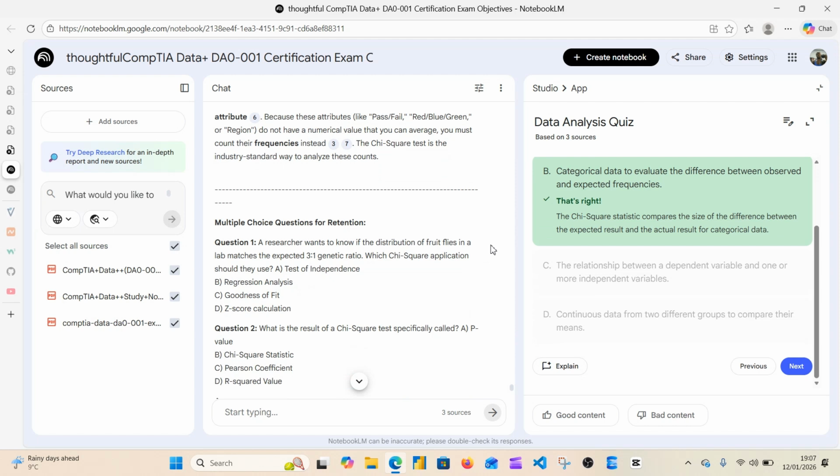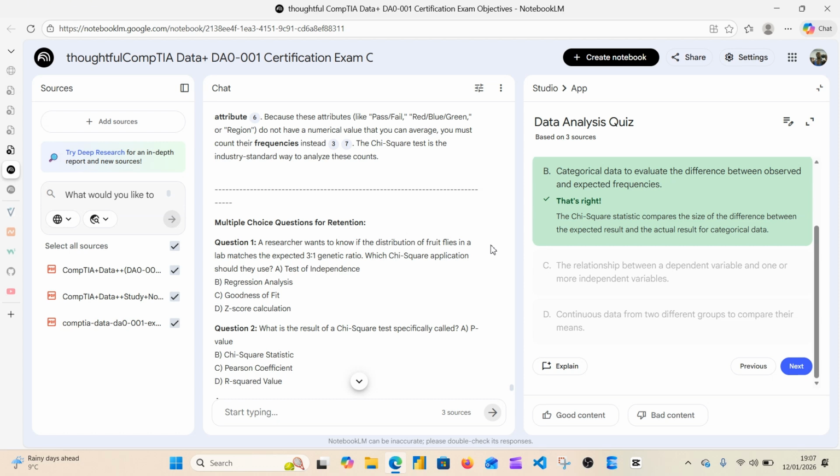Multiple choice questions for retention. Question 1. A researcher wants to know if the distribution of fruit flies in a lab matches the expected 3:1 genetic ratio. Which chi-square application should they use? A. Test of independence, regression analysis, goodness of fit, z-score calculation.